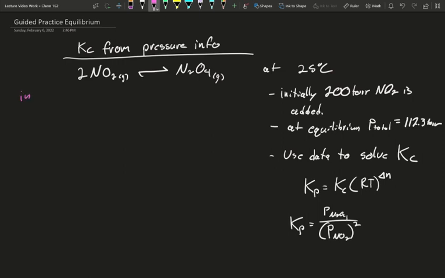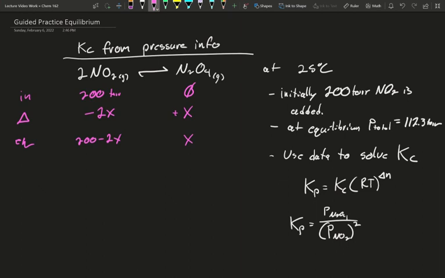Well, initially, we had 200 torr and none. There was only 200 torr added of our starting material. There's a change. I'm going to lose some starting material, 2x. Whatever amount I'm losing, we'll say I gain that much, just x of our product. I have to lose 2 starting materials for every 1 product we form. At equilibrium, that'll be 200 torr minus 2x torr, and that'll be x torr.